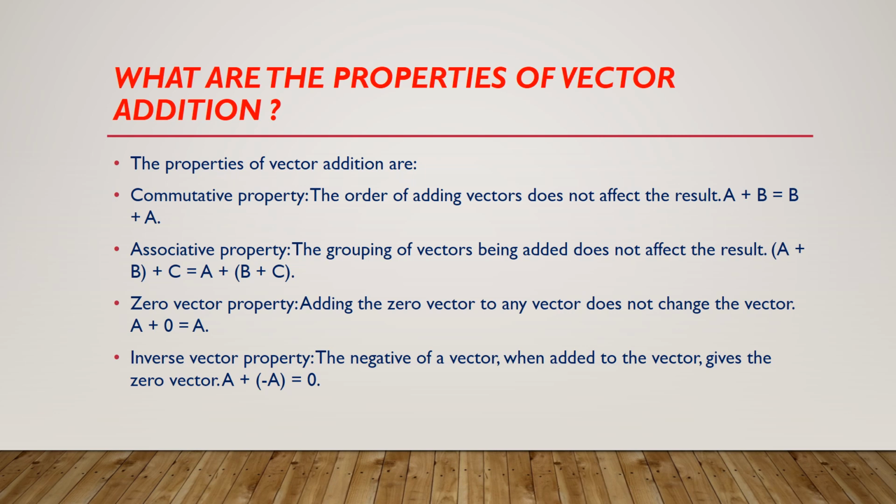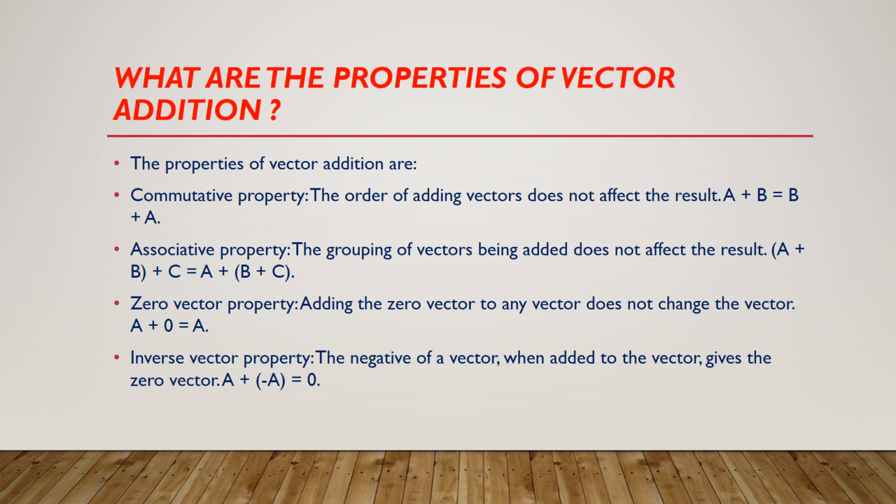What are the properties of vector addition? The properties of vector addition are, commutative property: the order of adding vectors does not affect the result. A plus B is equal to B plus A.